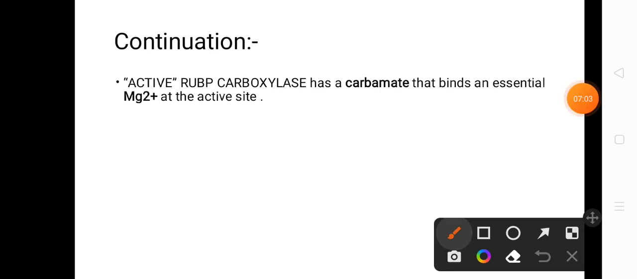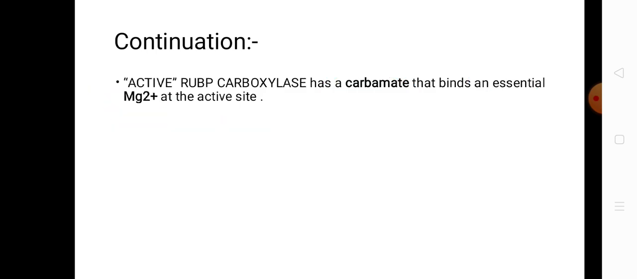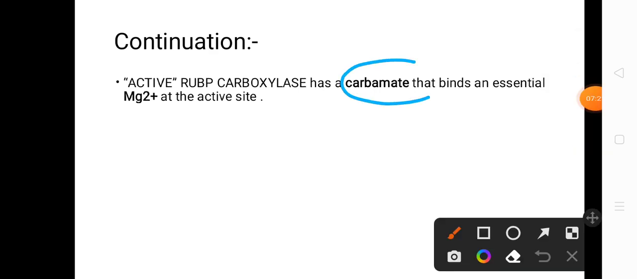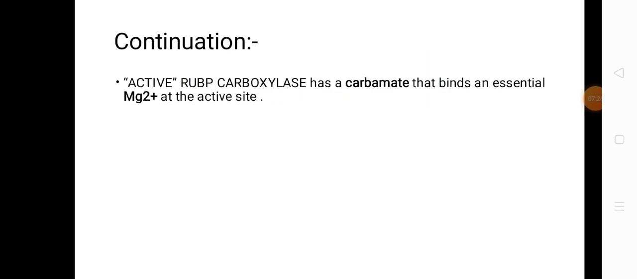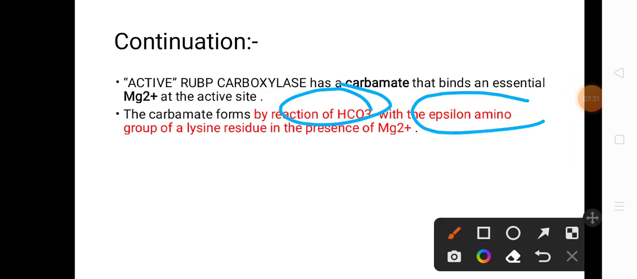The slide tells us that when RuBP carboxylase is in its active condition, it should have a carbamate that binds an essential Mg2+ at the active site. This Mg2+ obviously acts as a cofactor. Now the question is how this carbamate is formed, which is very important for RuBP carboxylase to be in its active form. Carbamate is formed by the reaction of HCO3- with the epsilon amino group of the lysine amino acid, which is present in the active site of the enzyme, in the presence of Mg2+.